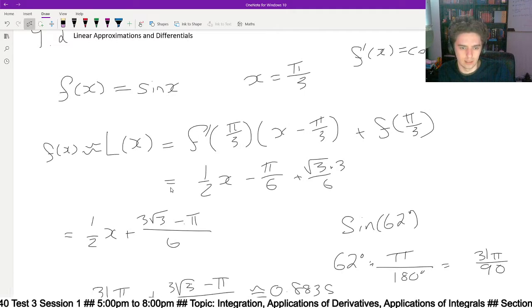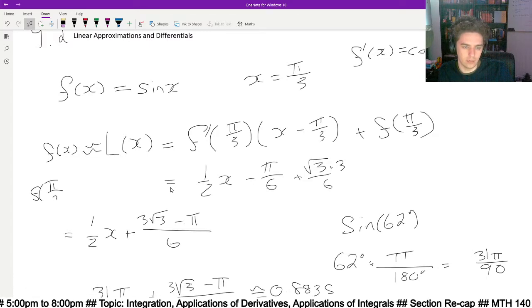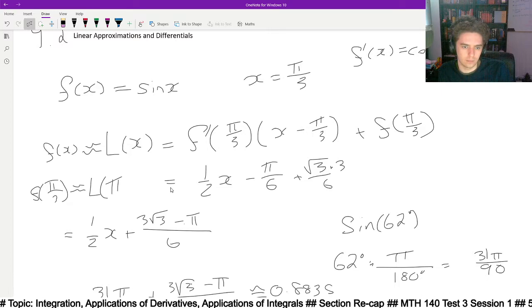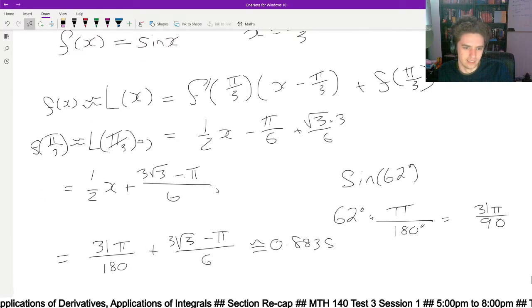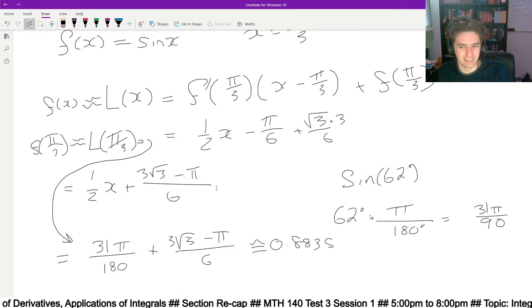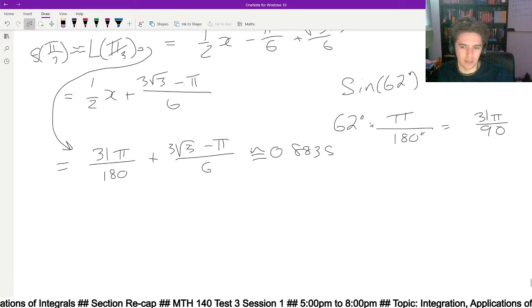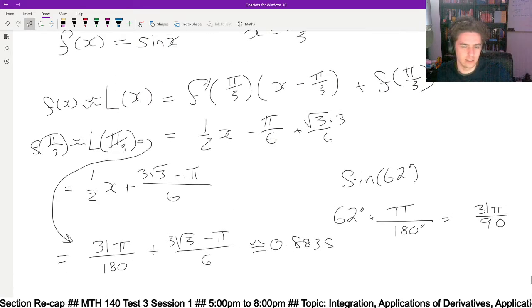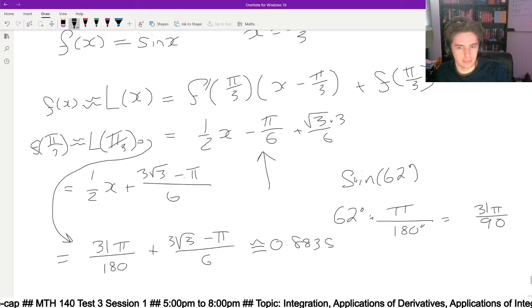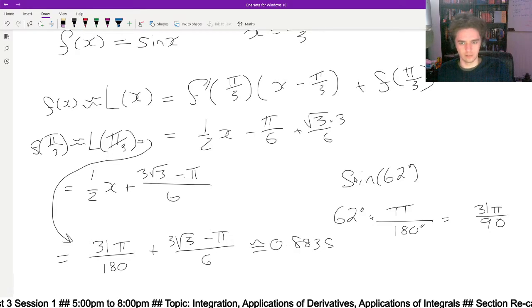So f of x is approximately L of x, which is equal to this. I turn that into this. So f of pi over 3 is approximately equal to L of pi over 3, right? Which equals that. Sorry, it's messy. And then so approximately equal to 0.8835. Mistake was just I should have left it as simplified as possible. There was no need for me to do that funky fraction thing.